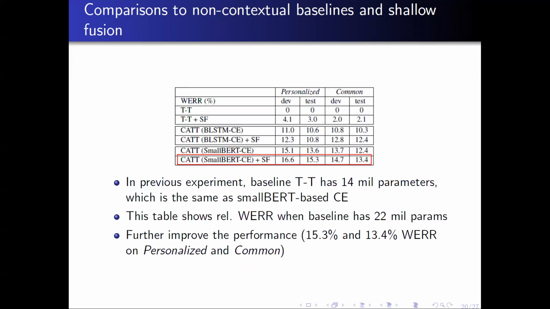To fully take advantage of the strong semantic prior knowledge of BERT, a larger transformer transducer baseline was explored. This table shows the word error rate reduction for a 22 million parameter transformer transducer baseline. The performance was further improved by 15.3% for the personalized dataset and 13.4% for the common dataset.